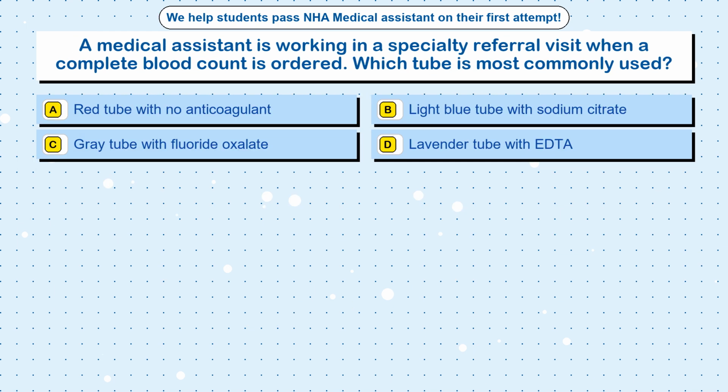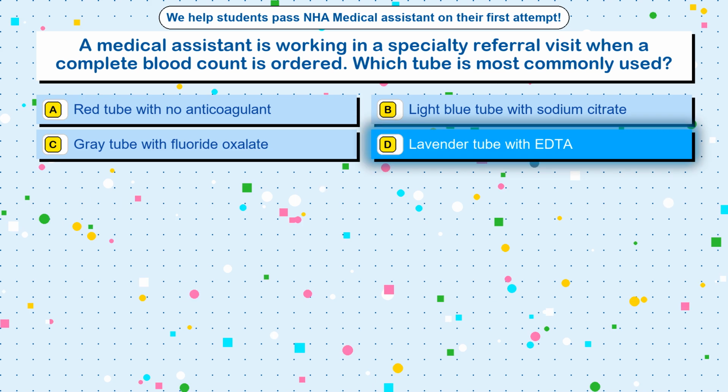Question 96. A medical assistant is working in a specialty referral visit when a complete blood count is ordered. Which tube is most commonly used? Option A, red tube with no anticoagulant. Option B, light blue tube with sodium citrate. Option C, gray tube with fluoride oxalate. Option D, lavender tube with EDTA. The correct answer is option D, lavender tube with EDTA.